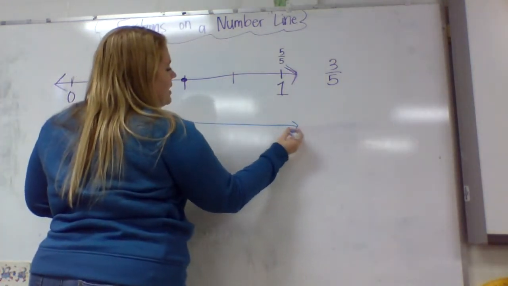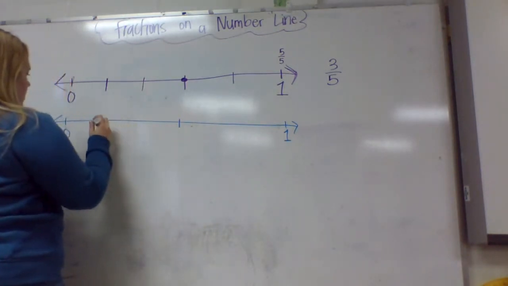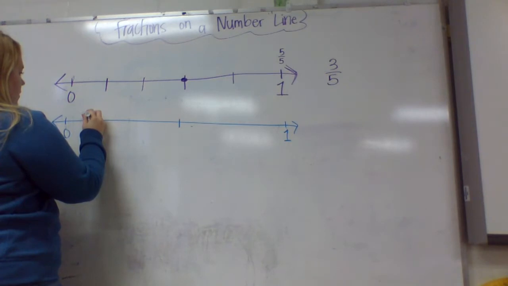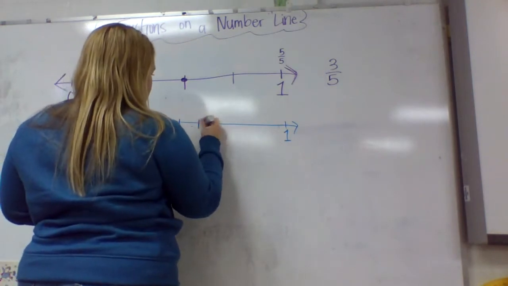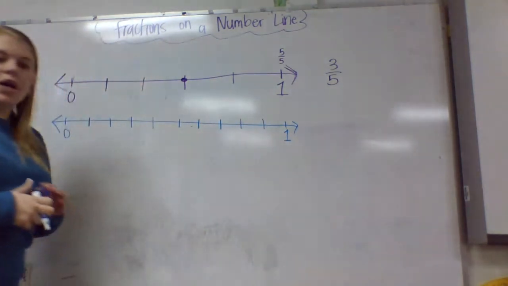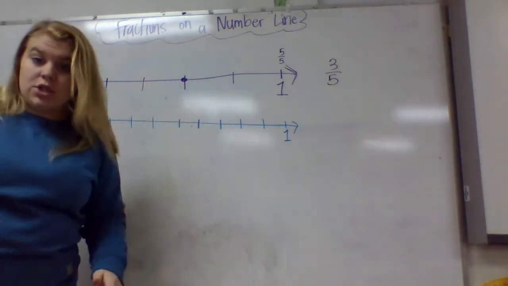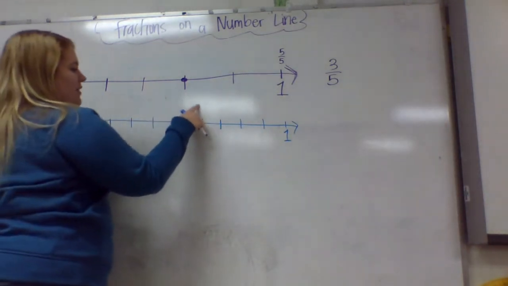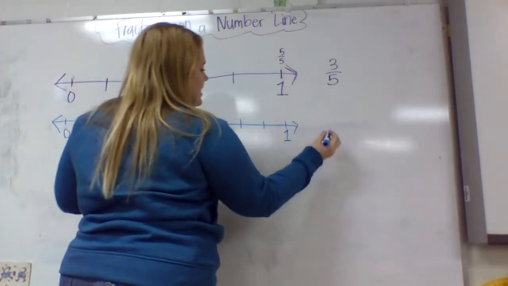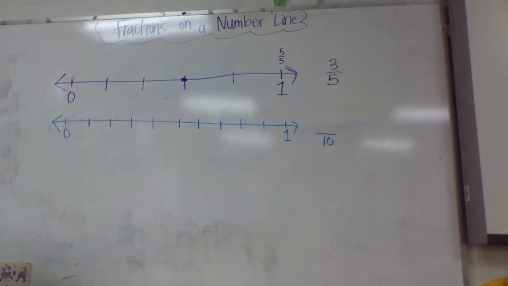Now sometimes you might get a number line and it might already be separated out for you. So let's say this one's already separated out for me. I need to figure out what it's broken into, so I need to count my pieces. 1, 2, 3, 4, 5, 6, 7, 8, 9, 10. It takes 10 pieces, 10 jumps to make a whole, so I know that my denominator has to be 10.